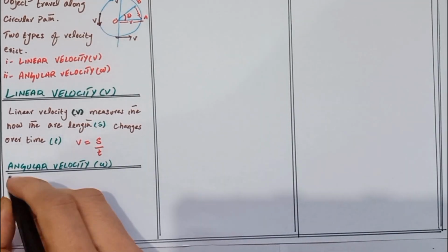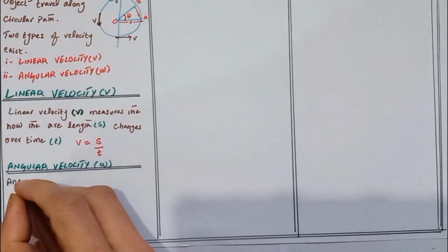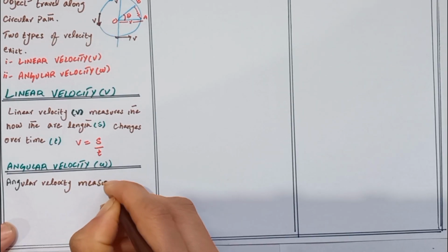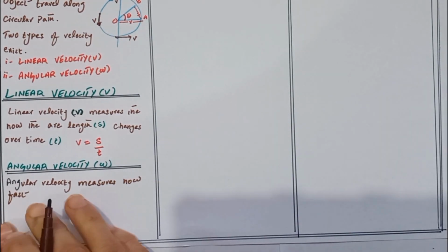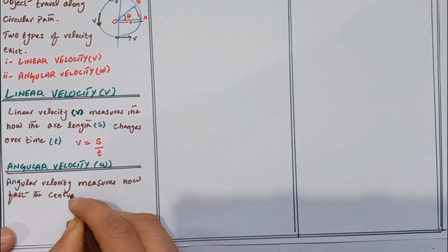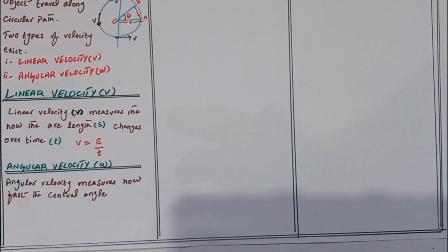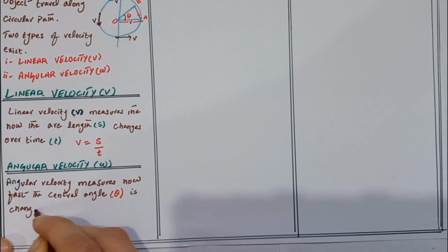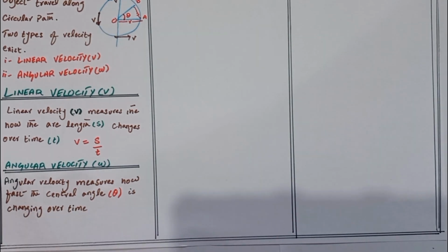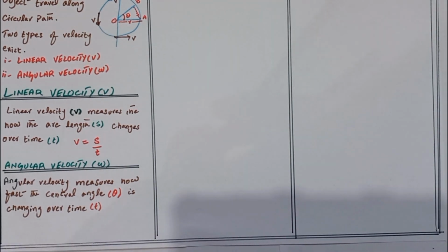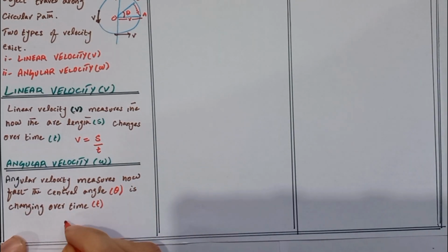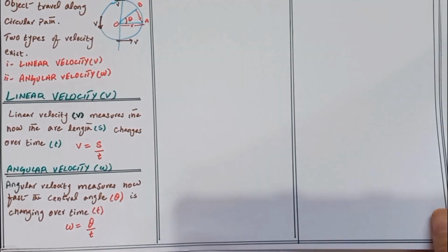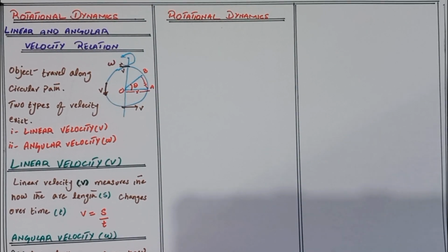Now we discuss the angular velocity omega. Angular velocity measures how fast the central angle theta is changing over time t. So here we can write omega is equal to theta by t. That is the definition of the angular velocity and the linear velocity.